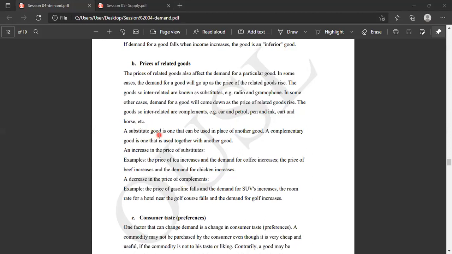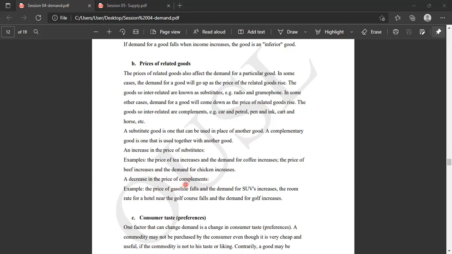A substitute good is one that can be used in place of another good. A complementary good is one that is used together with another good. An increase in the price of substitutes. Example, the price of tea increases and the demand for coffee increases. The price of beef increases and the demand for chicken increases. Okay.